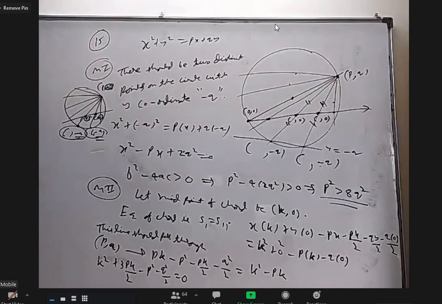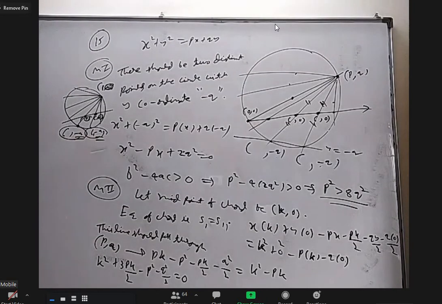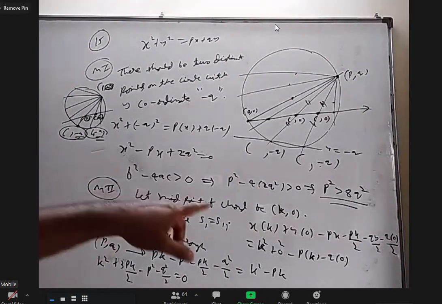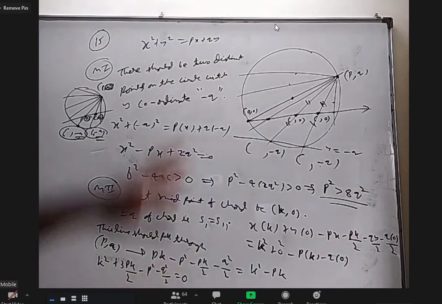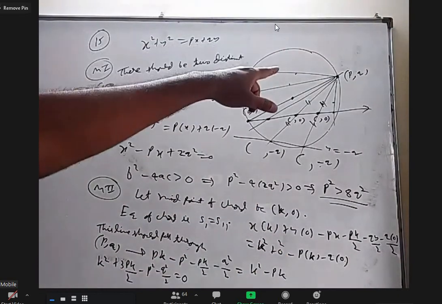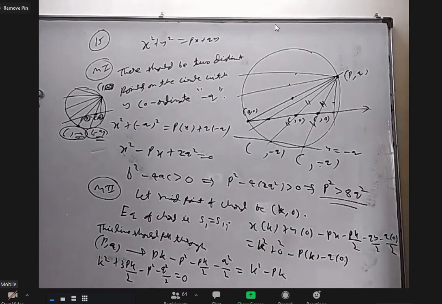Okay, method 2. The midpoint of the chord should be on the x-axis, so I took it as (k, 0). X-axis means the y-coordinate is 0, the x-coordinate can be anything. If you know the midpoint of a chord, the equation of the chord by the formula S1 equal to S11 gives a line. That line should pass through (p, q). So I substituted (p, q) and got a quadratic equation in terms of k. Even here I want two distinct values, so the discriminant should be greater than 0.